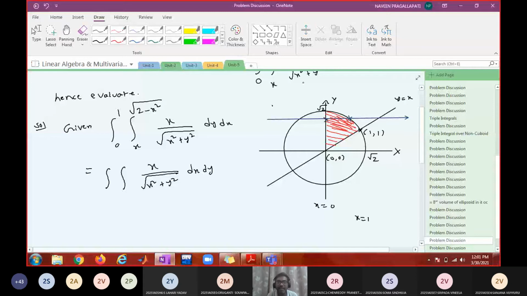If you are drawing the same line here, it is entering through the y-axis and leaving through the line. You are getting different upper limits. Can you see it? Here in this region, the line is leaving through the circle. Here the line is leaving through the line. So here you have to make the partition.